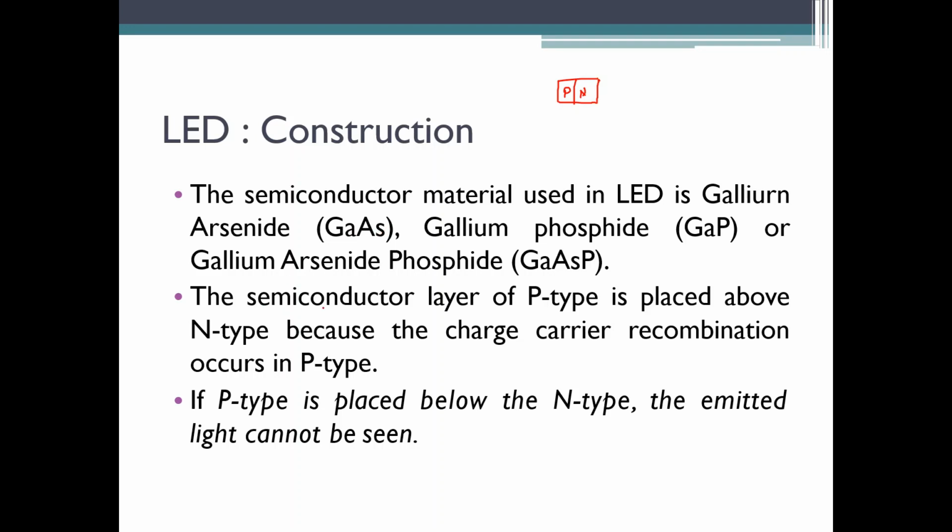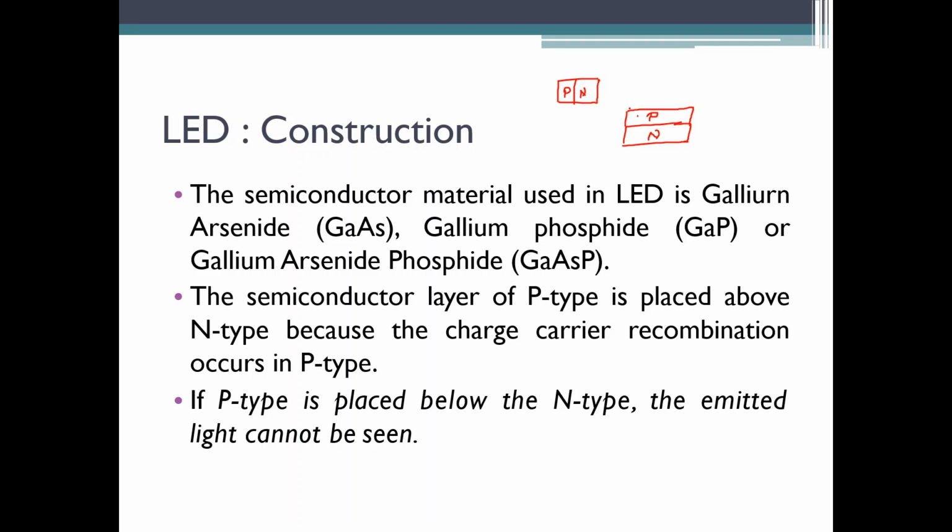The semiconductor layer of p-type is placed above n-type because the charge carrier recombination occurs in the p-type. So here they have told you what material is used for manufacturing. You can take any of these materials, and one can be made p-type and the other n-type based on your bombardment of electrons or holes into the material. Once that material has been taken, you take an n-type material, and over this n-type material you place a p-type material, or you diffuse it.